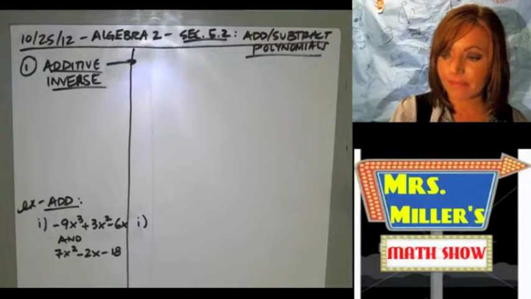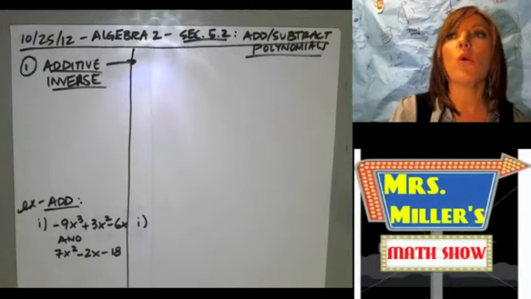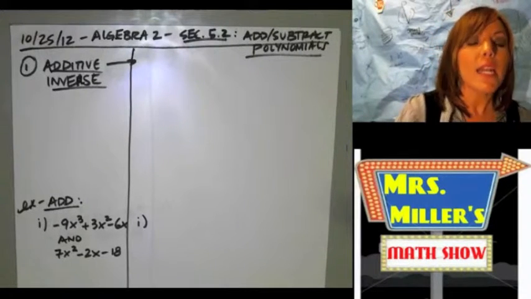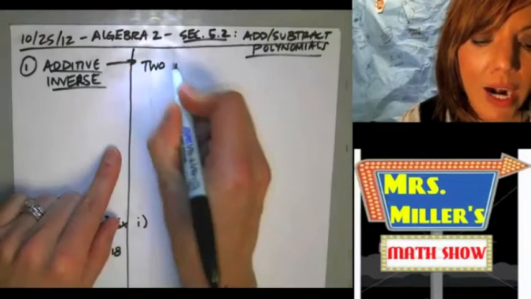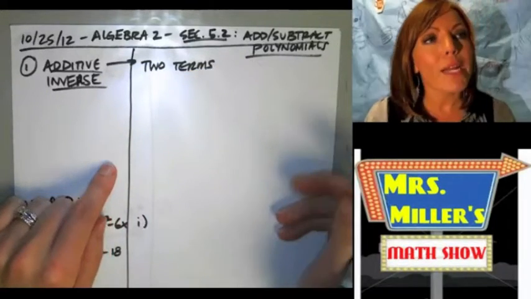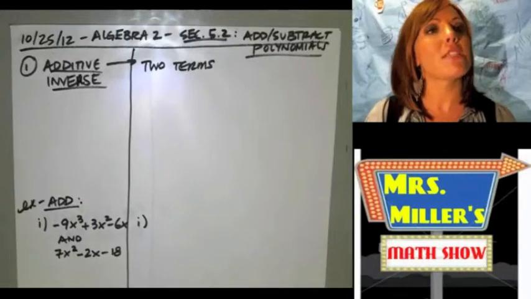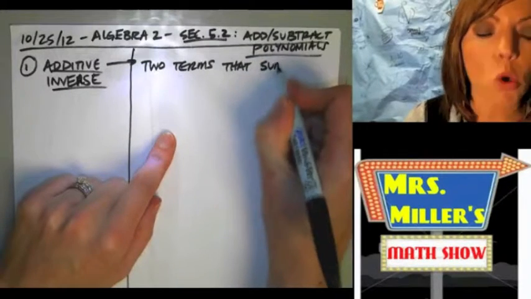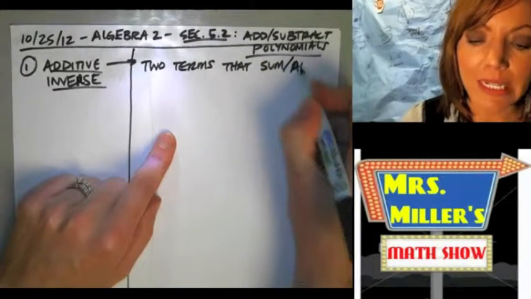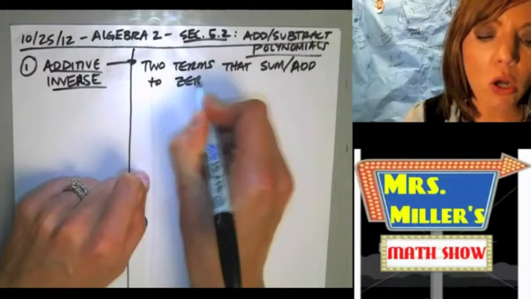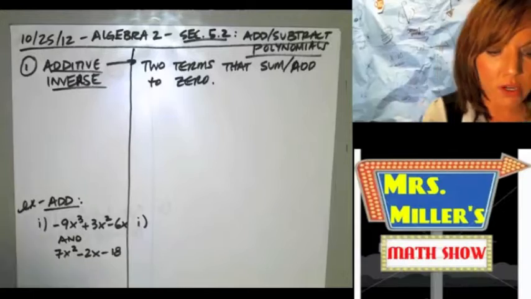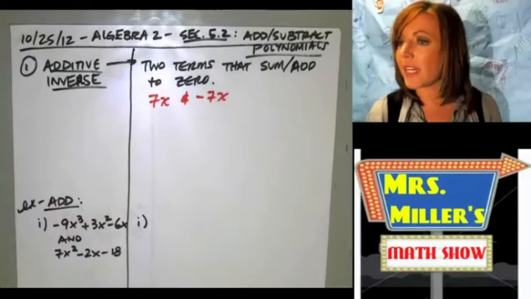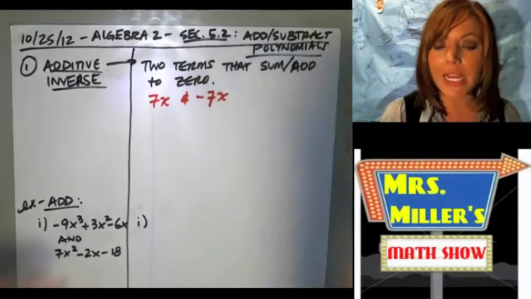All right. So, before we get into our examples, let's talk about what additive inverse is. If you have two terms that are additive inverses of one another, it means they cancel each other out. So it's basically two terms that sum or add to 0. So let me give you a couple of examples here. If I have something like 7x and negative 7x, those would be additive inverses because if you add them together, you get 0.